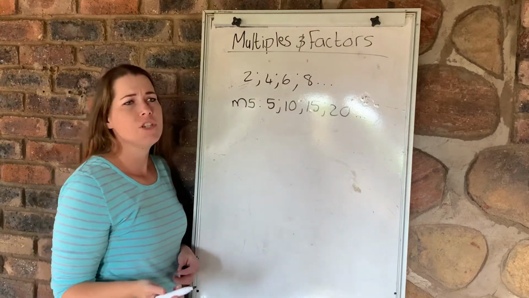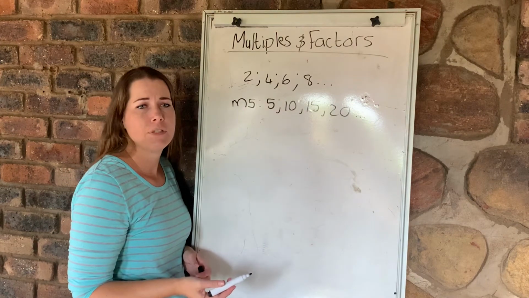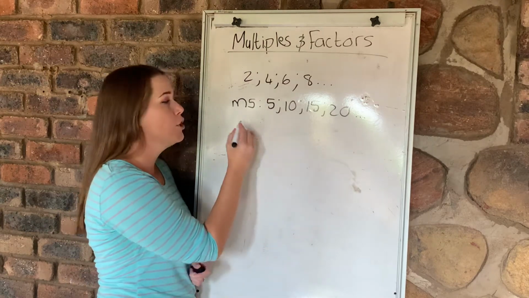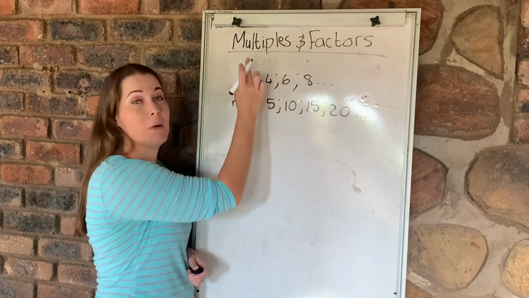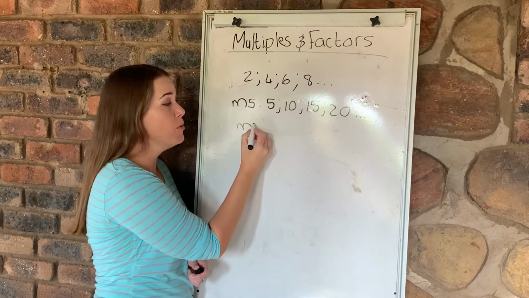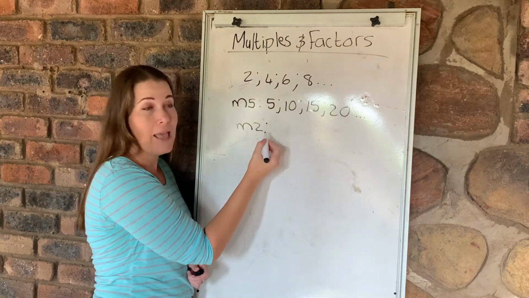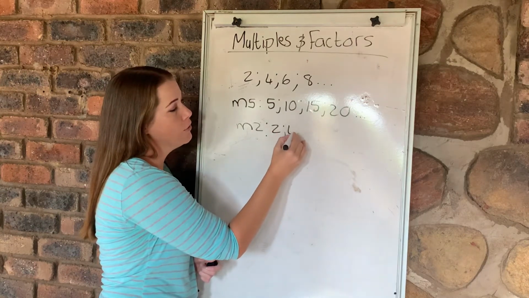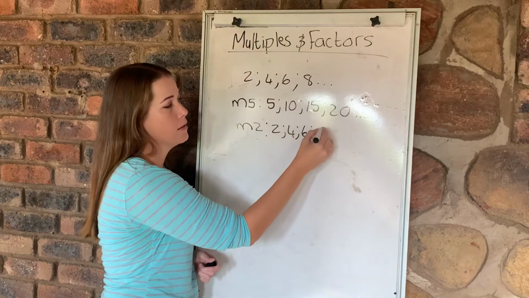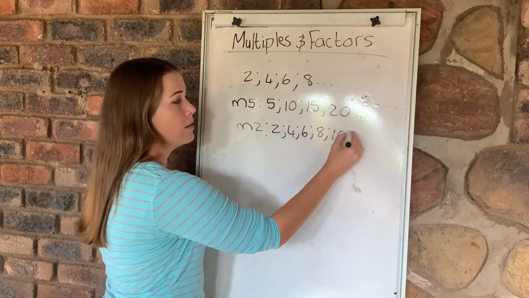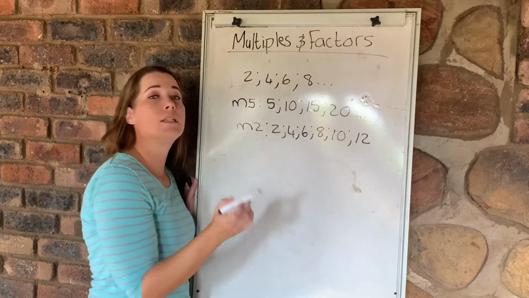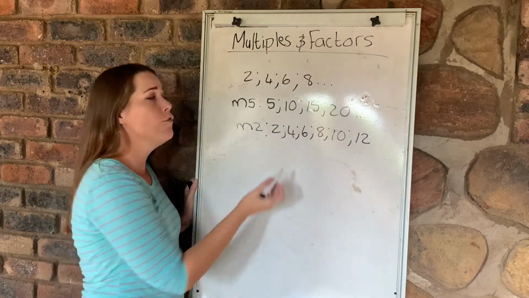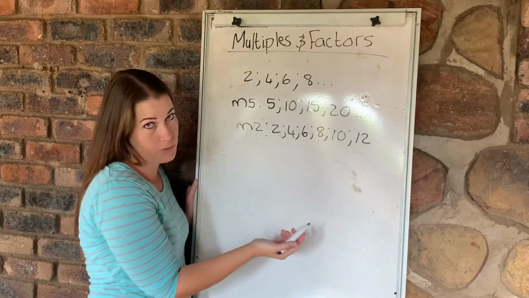But let's say your question asked for the first 6 multiples of 2. Then again, you would write the M for multiples. You're going to show me you're counting in 2s, and then you will write the first 6. So you would go 2, 4, 6, 8, 10, and 12. In this case, I wouldn't put the dots because they are specifically for the first 6 multiples.